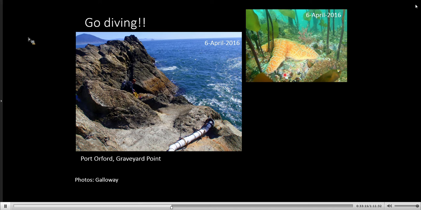Anybody have dove at Port Orford in here before? All right, cool. Yeah, so this is just Graveyard Point, just walk in. It was a great dive, it was beautiful, rocky reef. We went back in a couple weeks later, and unfortunately, I didn't have my camera. So you're going to be like, not believing me. The camera was not in the water.